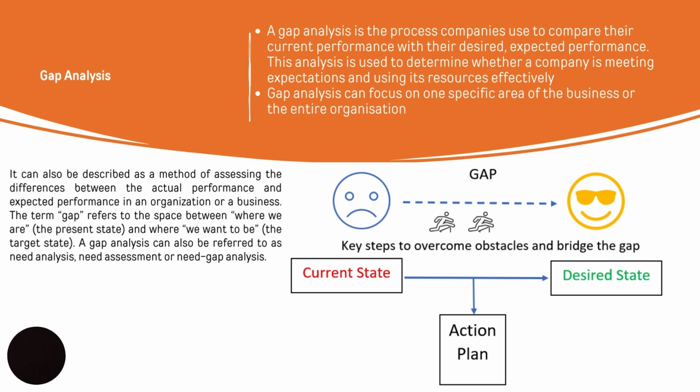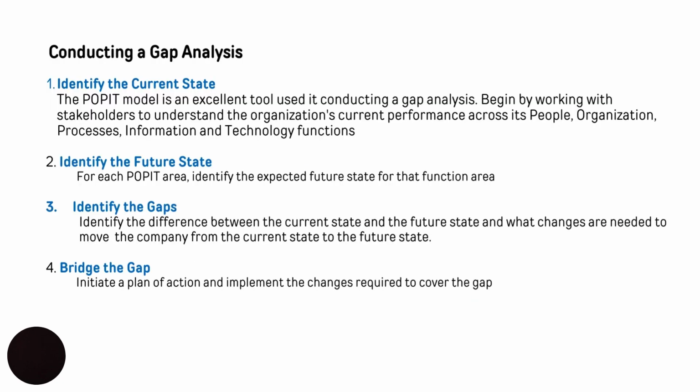So, how do you actually go about doing a gap analysis? It's quite simple, and we'll look at the following steps. The first thing to do is to identify the current state of that organization or business area. A particular model that is very good for achieving this is called the PUPPET model. And the PUPPET model stands for people, organization, processes, information, and technology. Now, you can begin by working with the stakeholders to understand the organization's current performance across these different areas.